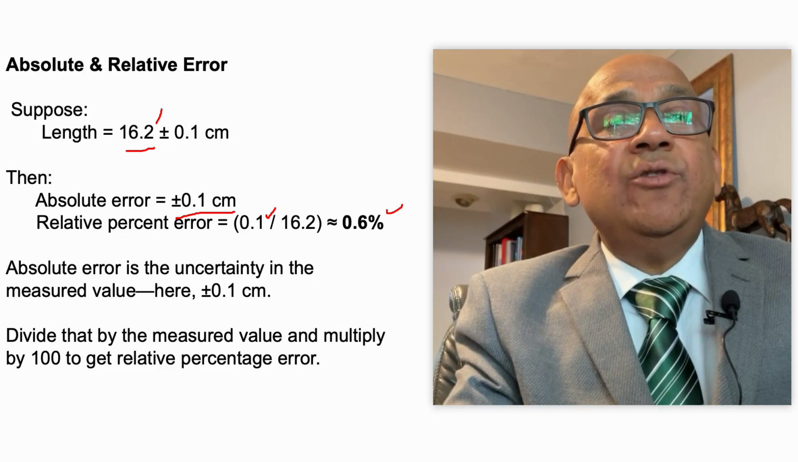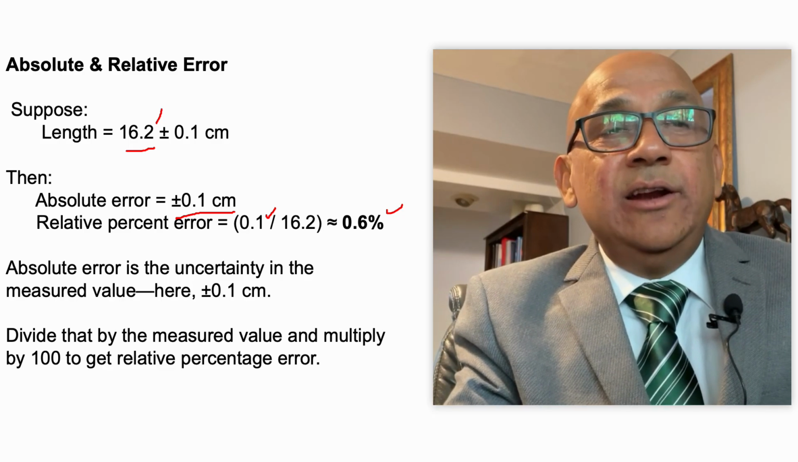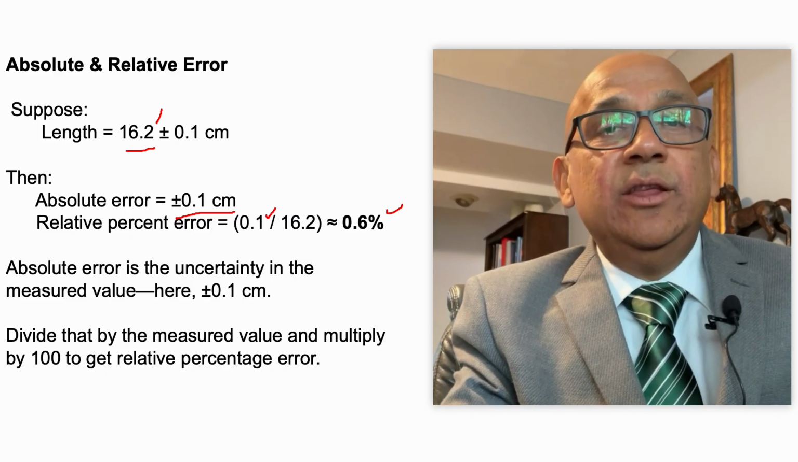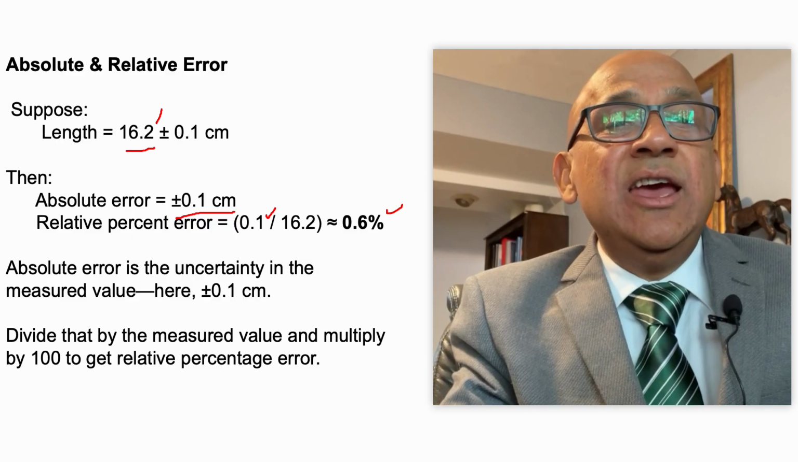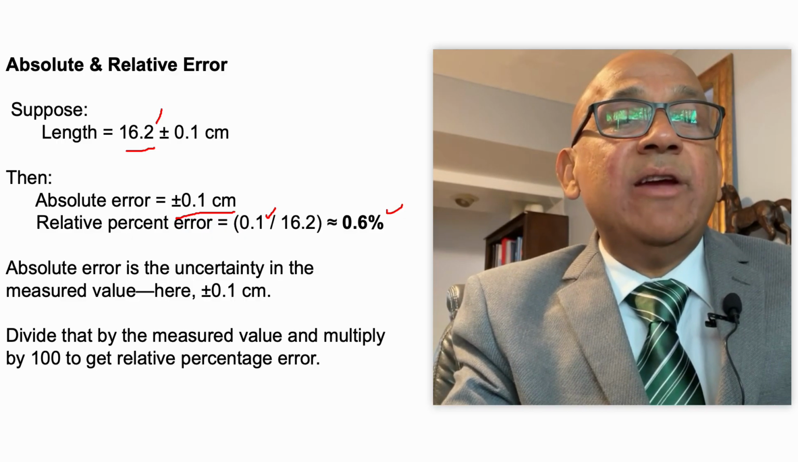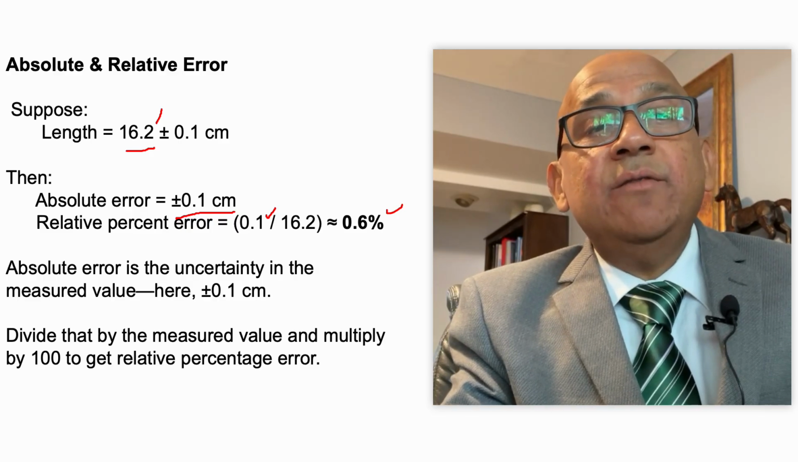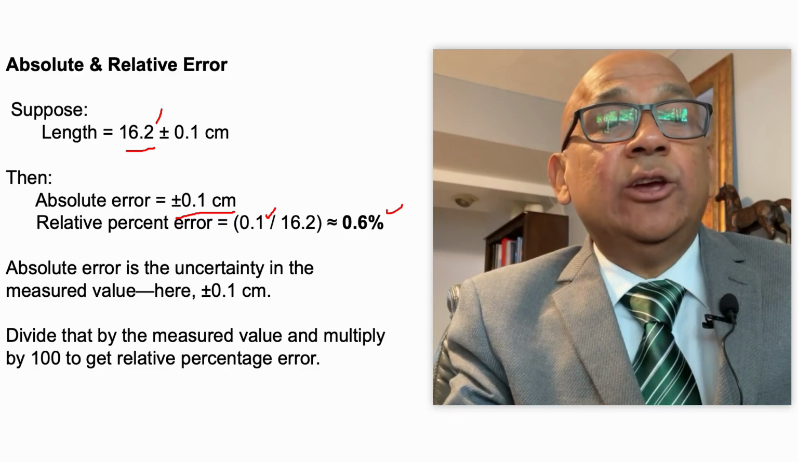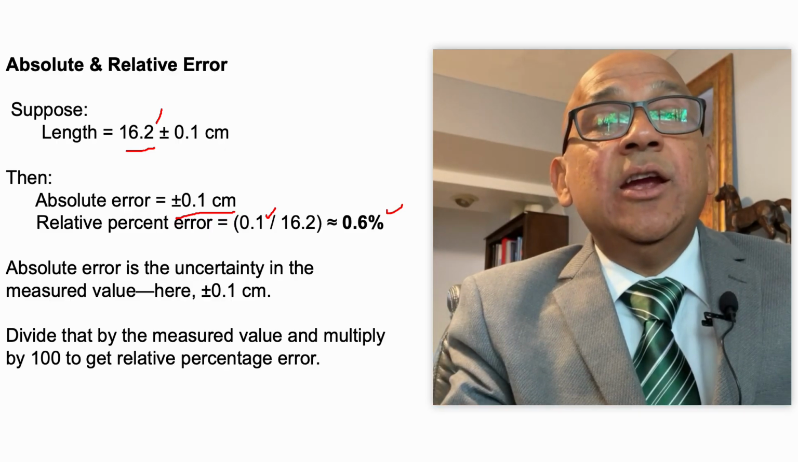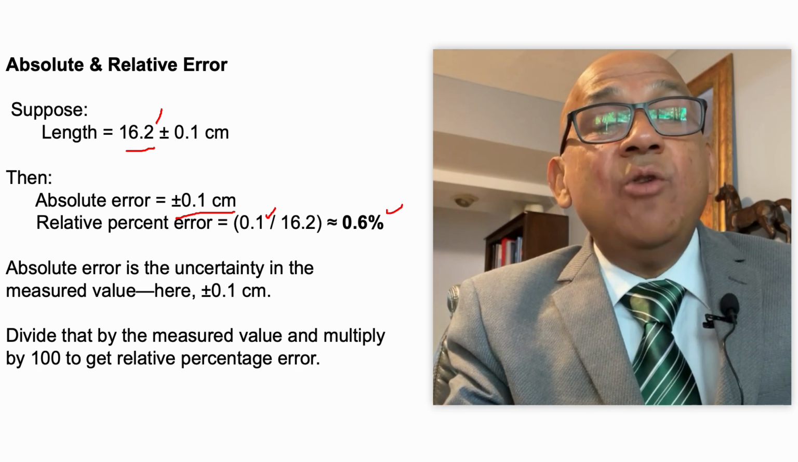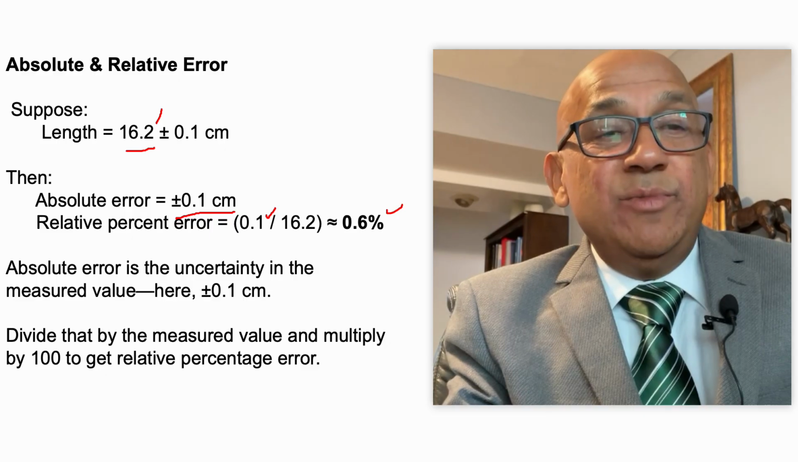So, the absolute error is the uncertainty in the measured value, which in this case is 0.1 centimeter, and then if you divide it by the value itself and multiply by 100, you get the relative percentage error. So, it is always a good idea whenever you do any experiment or any measurement to find out how accurate it is, how much is the uncertainty in your measurements.